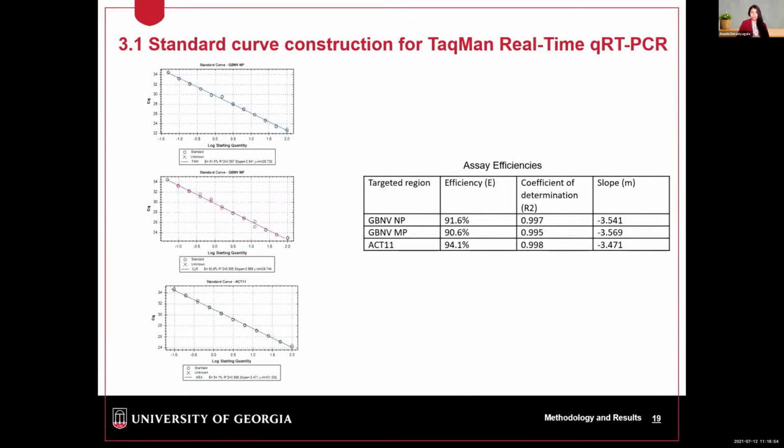These are the standard curves resulted. The efficiency values should be within the range 90 to 110. The coefficient of determination should be within the range 1.0 to 0.98. The slope values must be close to each other. In our assay, we found that the efficiencies as well as the R-square values are within the expected range, and also the slope values.